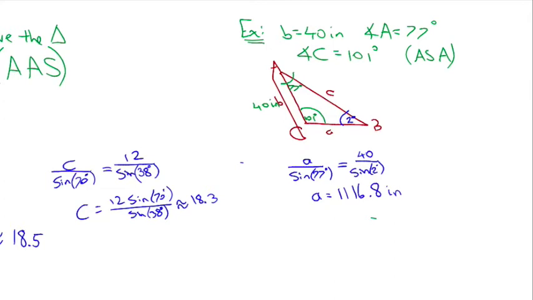Well, yeah, definitely. So now we're going to solve for C. C over sine of 101 is equal to, we have to do B again, so 40 over sine of 2 degrees. That's also going to be a really big number. So C is approximately, it's not exact, 40 times sine of 101 divided by sine of 2.